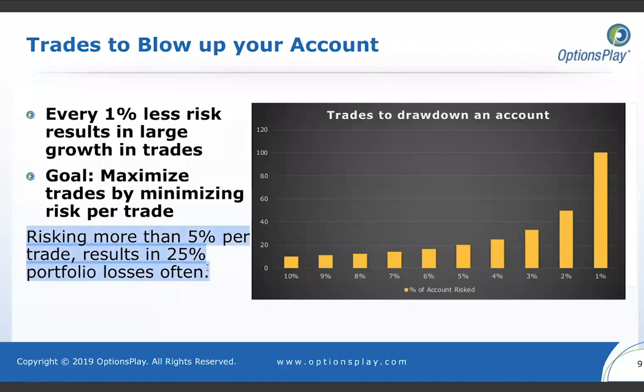So as you can see, if you're risking anywhere more than 5% of your account per trade, that results in 25% portfolio losses quite often. And that's coming from experience as a trader, that you should plan for having 5, 6 consecutive losses in a row at some point in your trading career. If you don't think you're going to get there, I think it's just a matter of time for you to have a bad month or a bad quarter where you may have these types of consecutive losses.